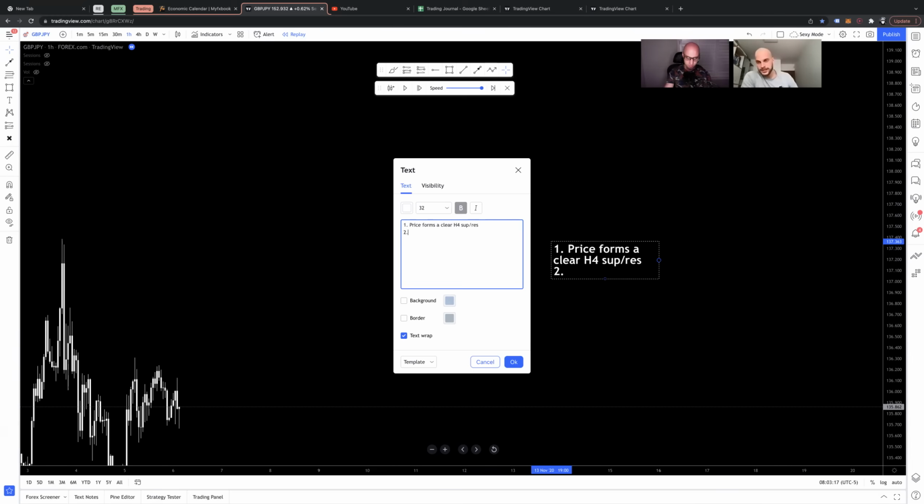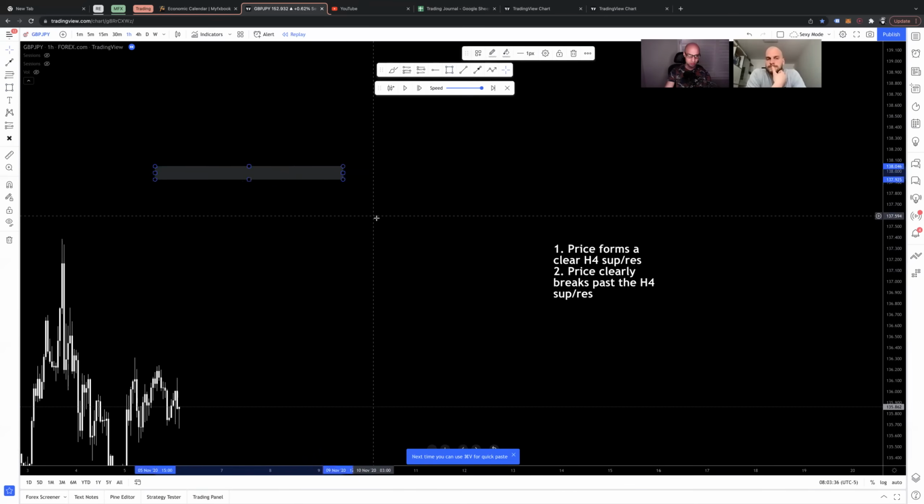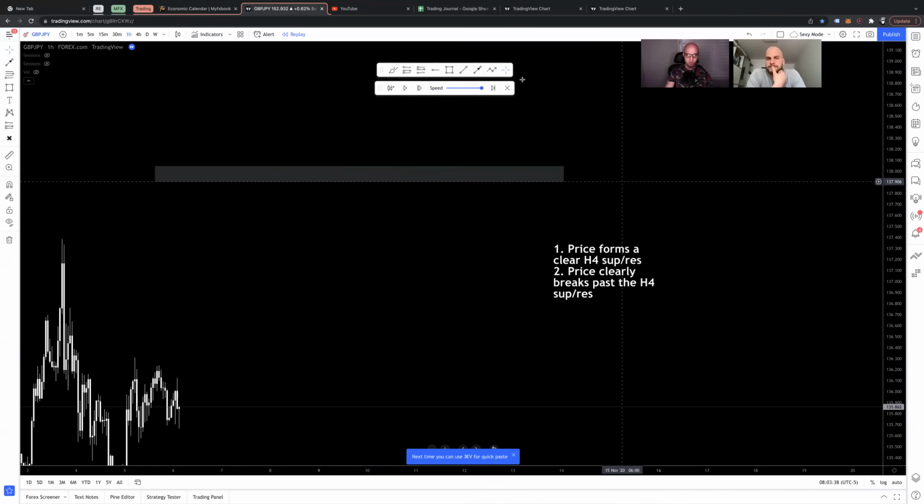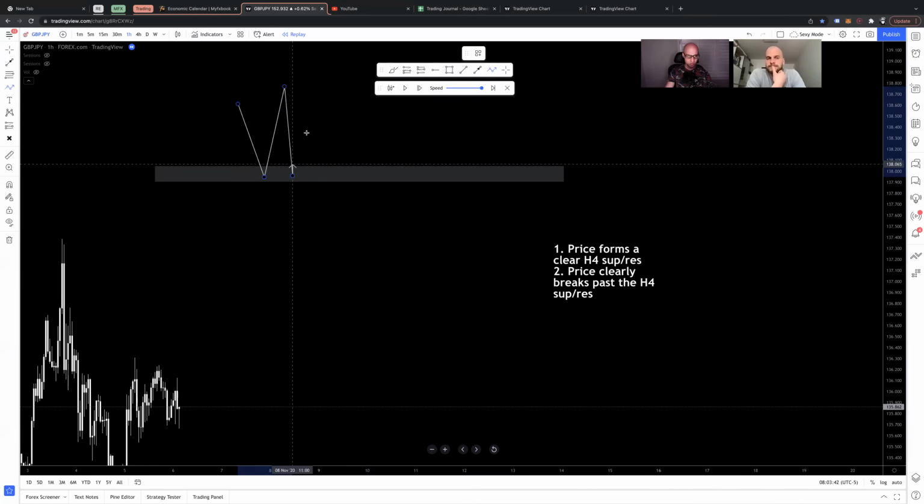So number 2. Price clearly breaks past the H4 sub res. One thing that I mean here by clearly is that it's generally better, and of course you'll be able to test this and see it firsthand, but it's generally better where if you've got a support resistance zone, price has been banging in there, dwindles out, breaks below it. We don't want anything like this.